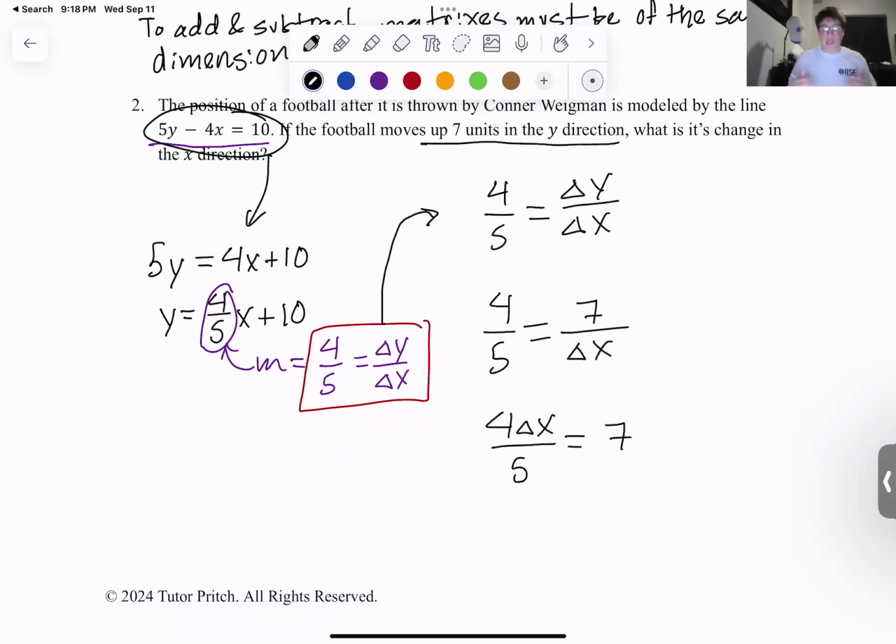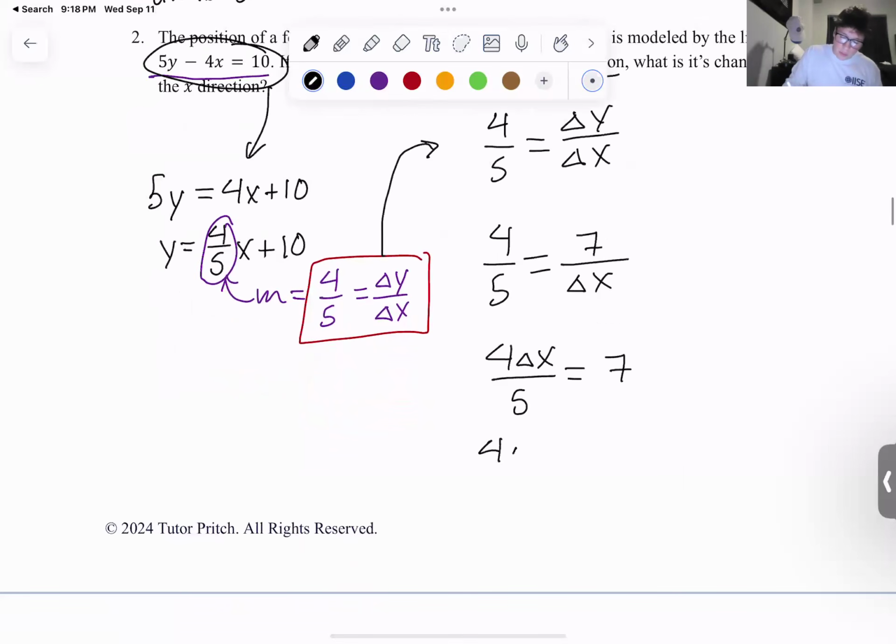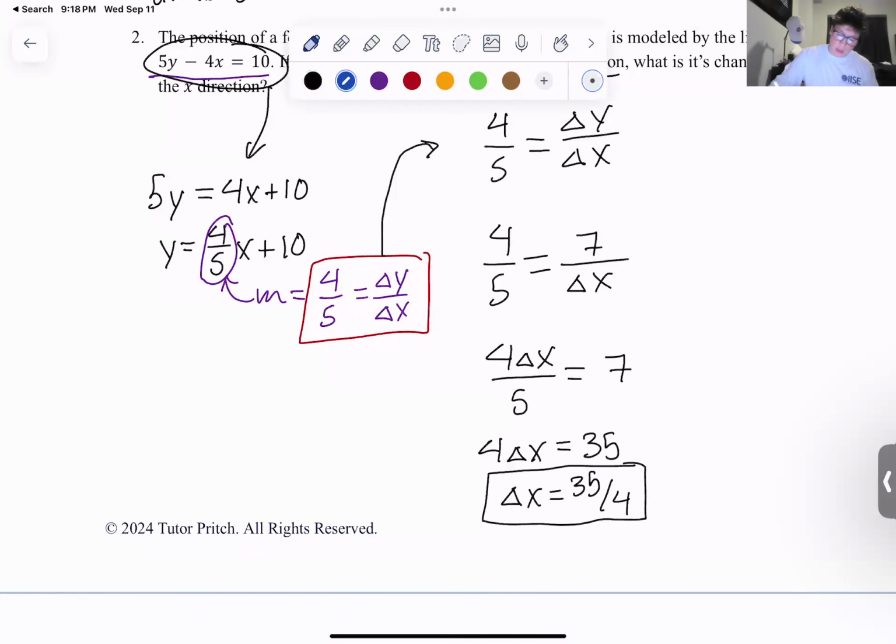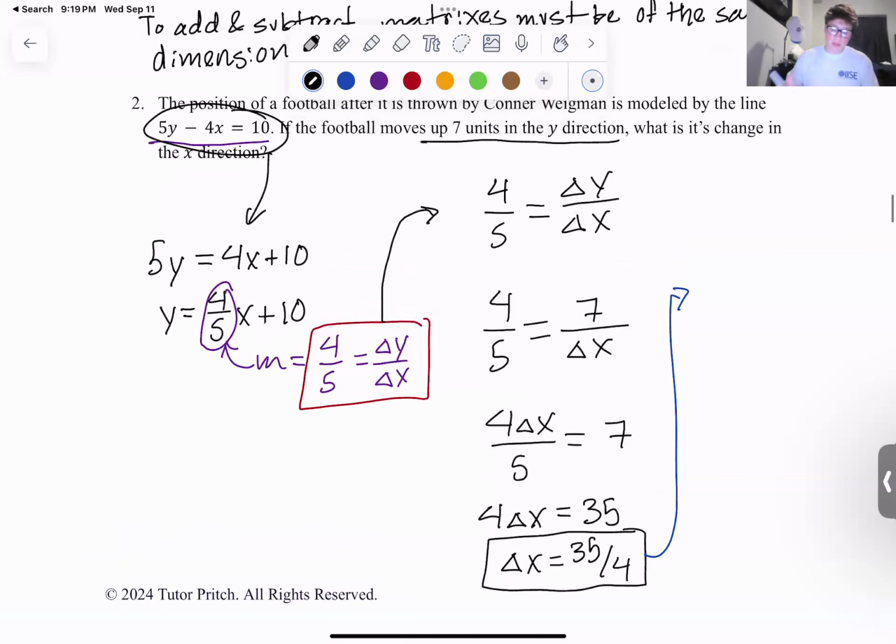So I have 4 delta x over 5 equals 7. I multiply both sides by 5. 4 delta x equals 35. And then I divide by 4. Delta x equals 35 divided by 4. And now what that means is that's a positive number, right? Positive value.